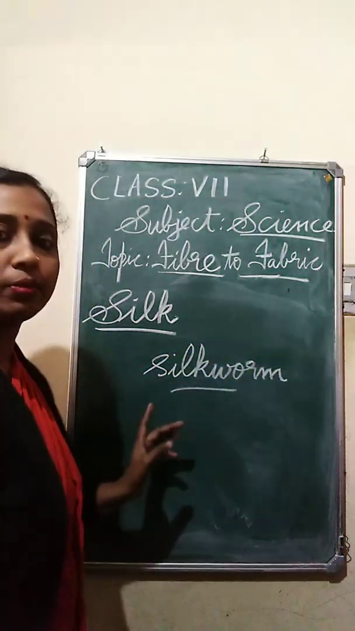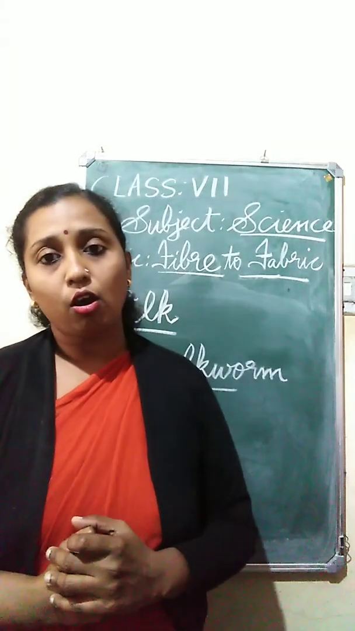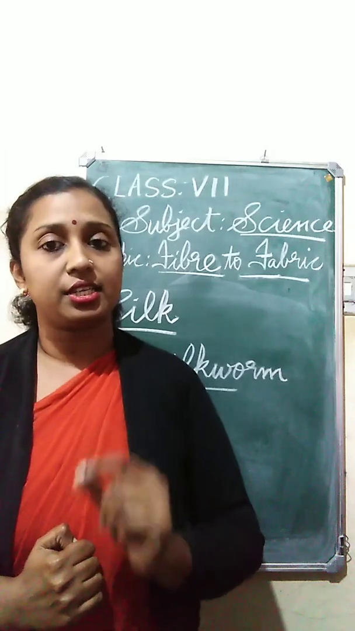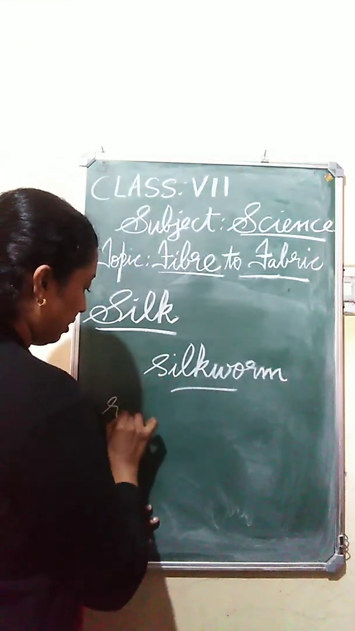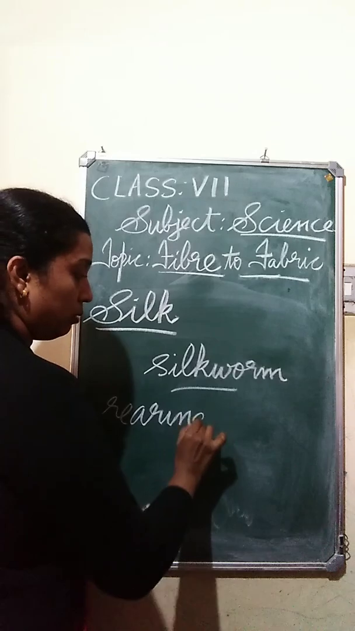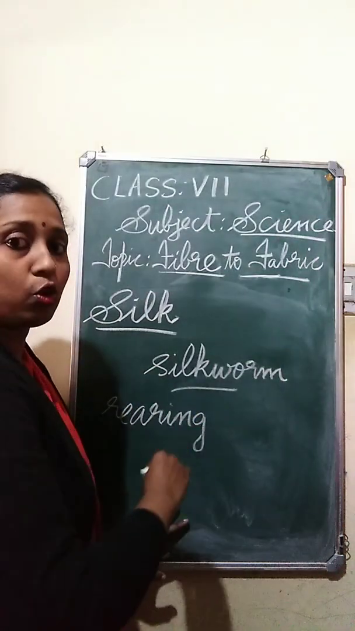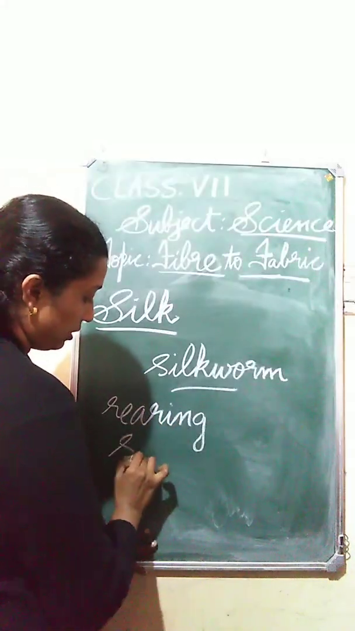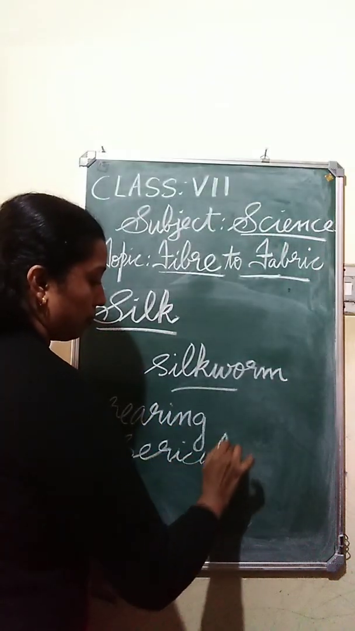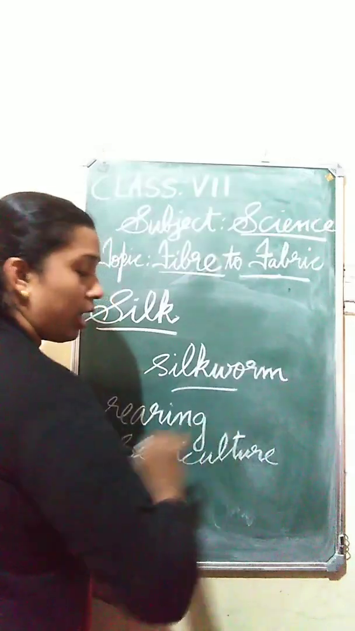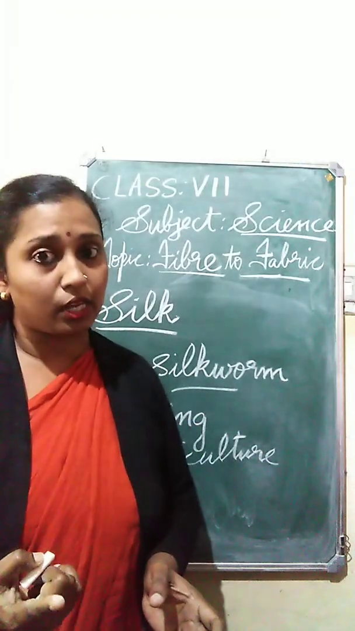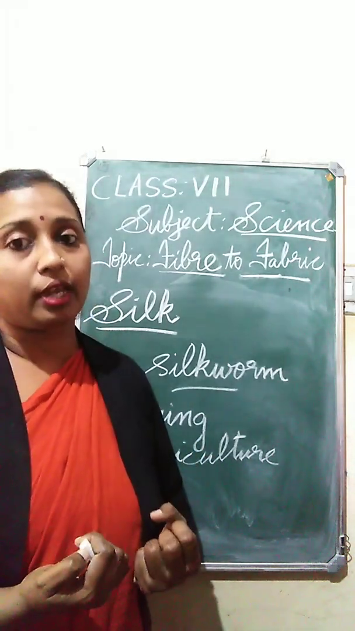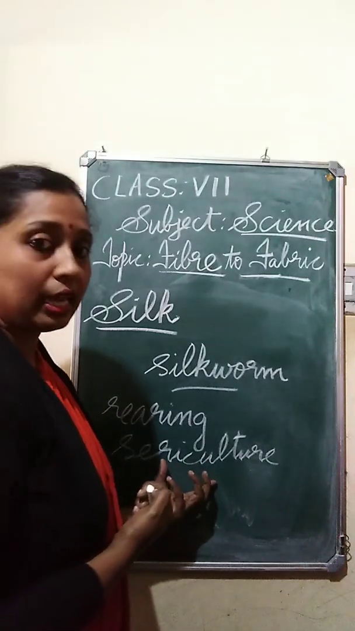Silk is produced from the silkworm, and the rearing of silkworm to obtain silk is known as sericulture. Rearing means to look after. So rearing of silkworm to obtain silk is known as sericulture.